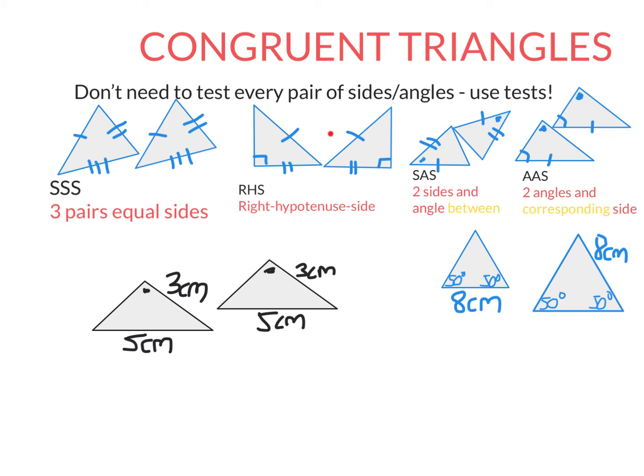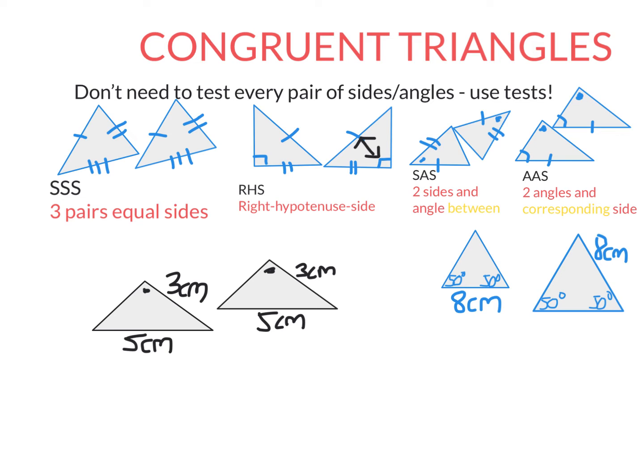The second test here is RHS, right angle hypotenuse side. So if you have two right angled triangles, their hypotenuses are equal, and another pair of sides is equal, then they must be congruent. Note, the hypotenuse of a right angled triangle is always the longest side, and it faces or is opposite to the right angle. Remember, we said in a previous video that the longest side of a triangle is always opposite the largest angle. So the hypotenuses here are equal, a pair of sides is equal, they're both right angled, they are congruent by the RHS test.